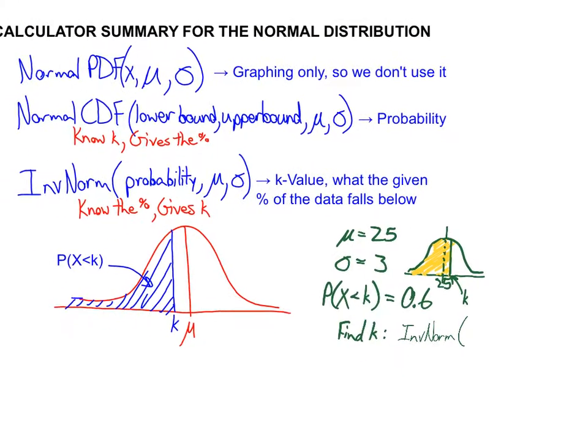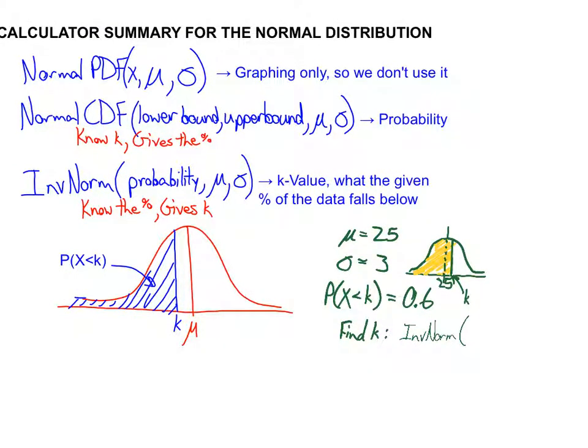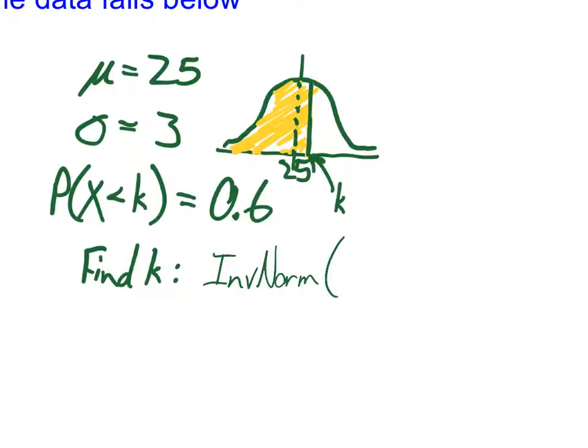You'll notice up here, your calculator typically gives you a little menu. If you don't have the menu, you have to plug it in with the probability first, then mu and sigma. Notice both normal ones end with mu and sigma. Normal CDF, you have lower bound, upper bound. Inverse norm, it's the probability, then mu and sigma. What's mu? Mu is the mean. So you do probability, mean, and then standard deviation? Yes. So I would put in inverse norm 0.6, 25, and 3.